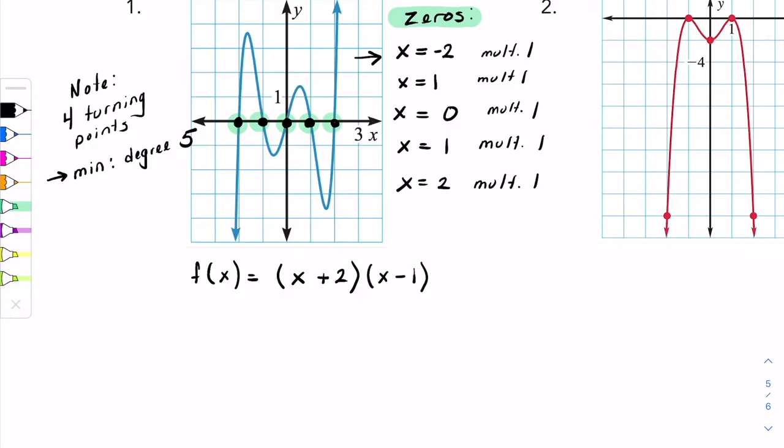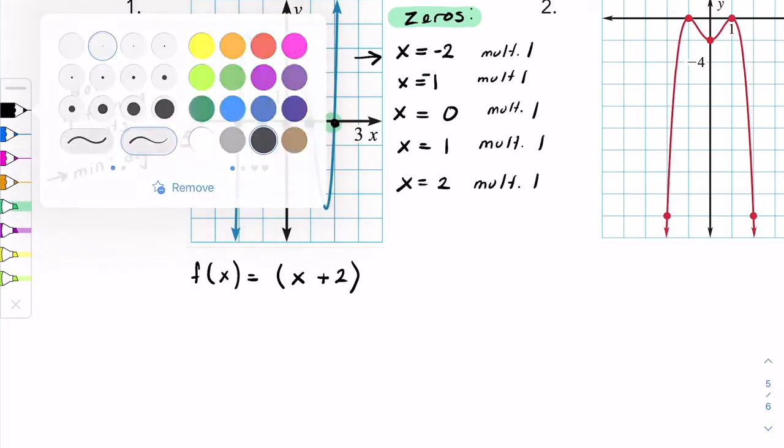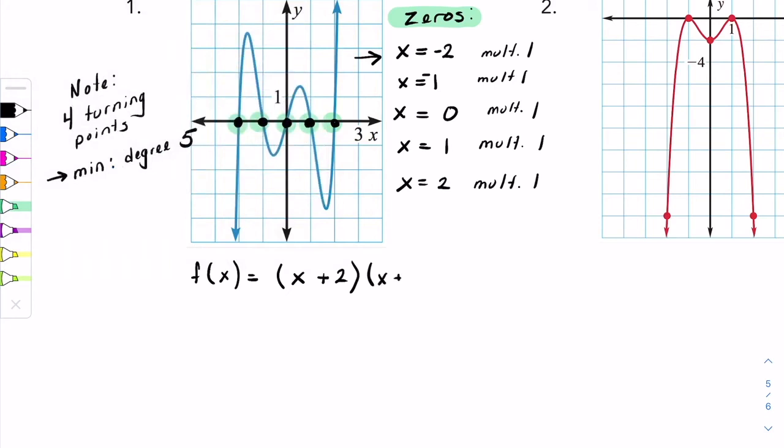Oh, I just realized I made a mistake. Sorry, this should be -1. I know I said -1, but I wrote +1. All right, so x plus 1 would be that factor. We have a factor or a 0 at 0, so a factor of x plus 0, x minus 1, x minus 2.